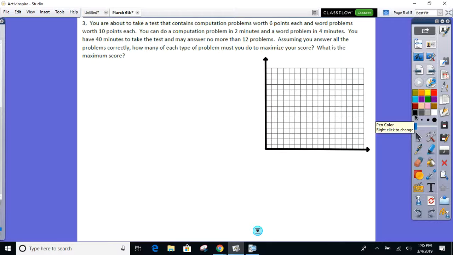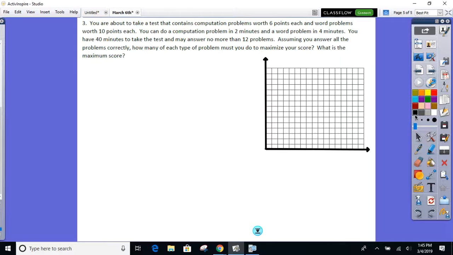So we're going to take a test. Computational problem, 6 points. Word problems, 10 points. You can only do a computational in 2 minutes and a word problem in 4. And you got a total of 40 minutes to take this test, and you can't answer any more than 12. Assuming you answer all of them correctly, how many of each type would maximize your score? So I'm maximizing the score.